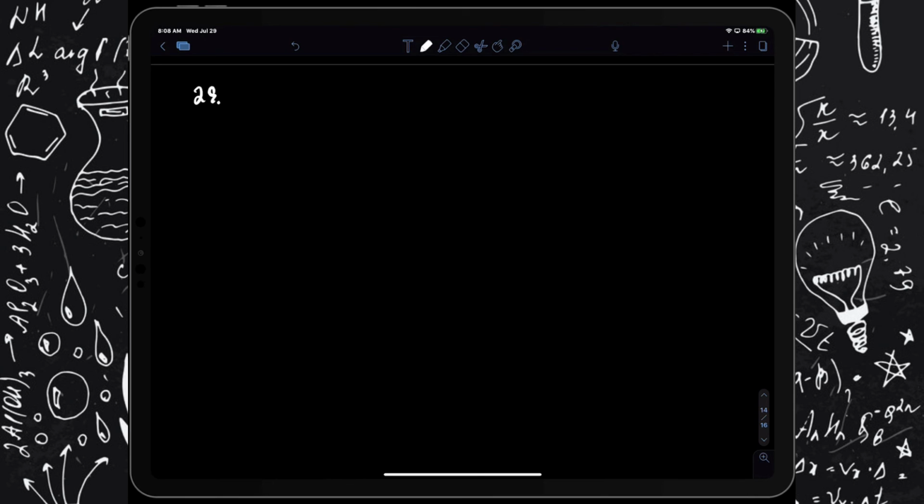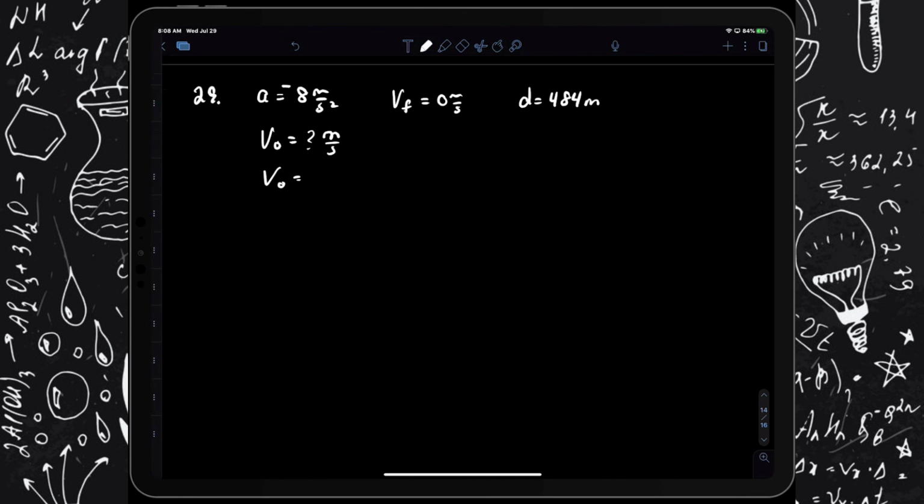A plane is decelerating at a rate of 8 meters per second squared. Now, if it's decelerating, what is that value? Negative. The plane is going to come to a stop, so that means that VF is 0 meters per second, and it has a distance of 484 meters. How fast was the plane going before it came to a stop? So we're trying to find VO here. VO equals question mark.